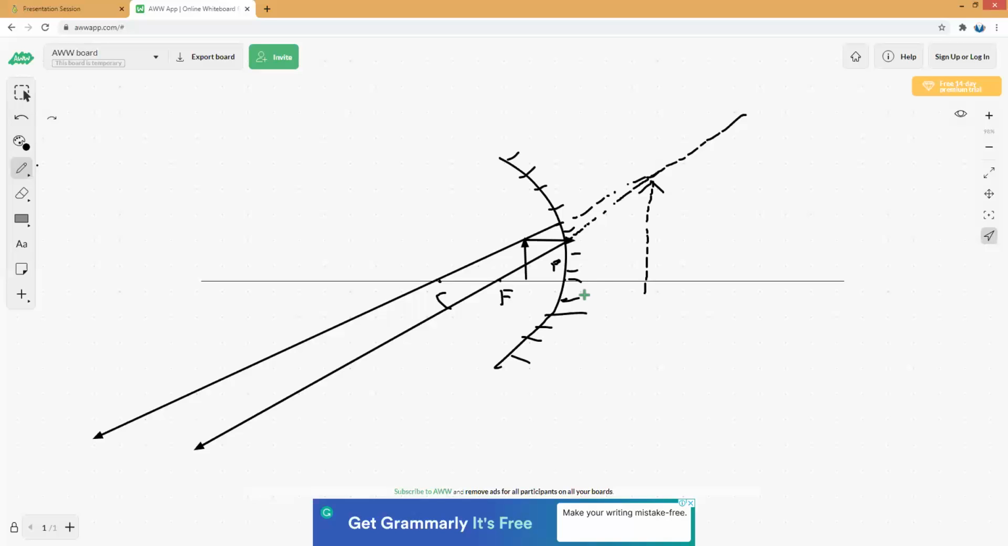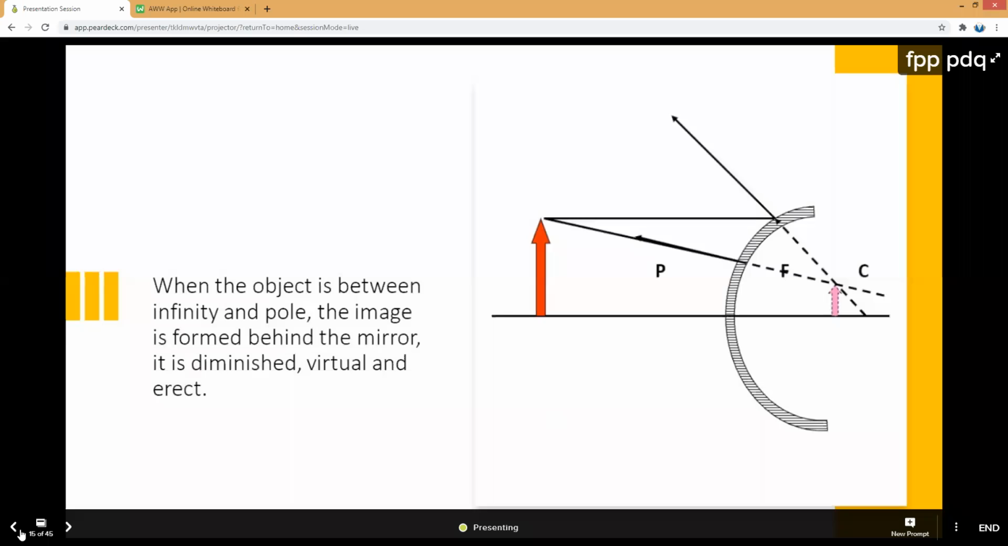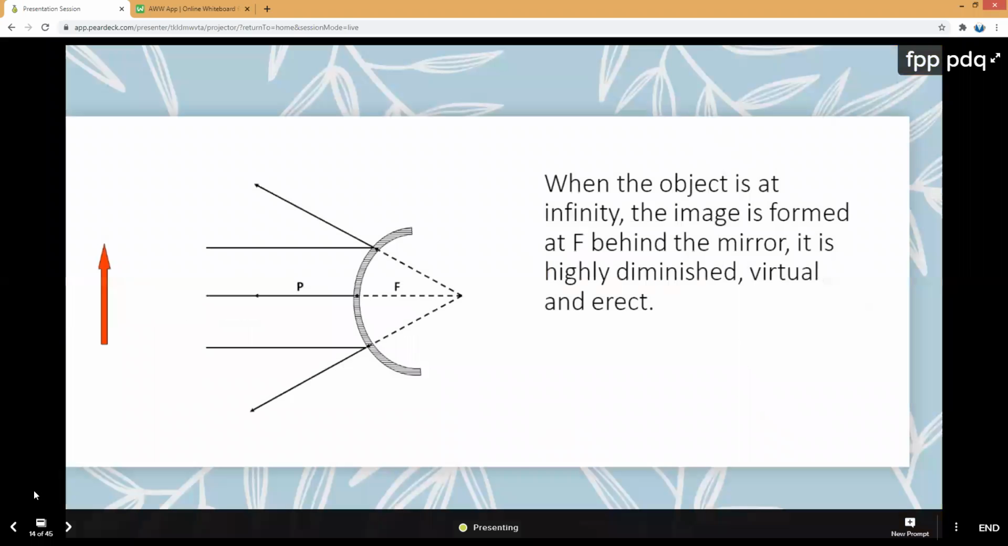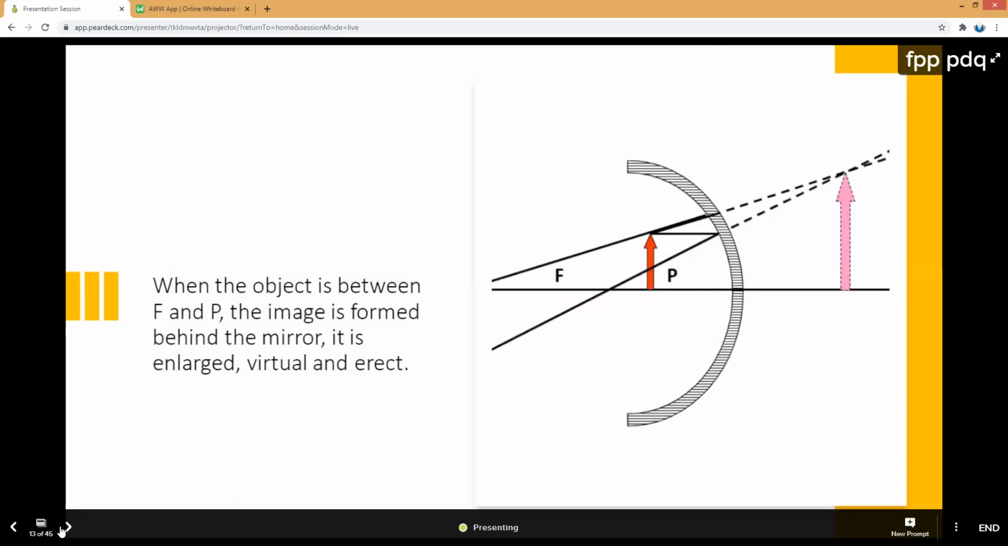Aman, just go to the previous slide for a minute. Yeah, this is convex. But in this case, the image is small over here, right? That's convex. This is the one. Oh yeah, this one, yeah.